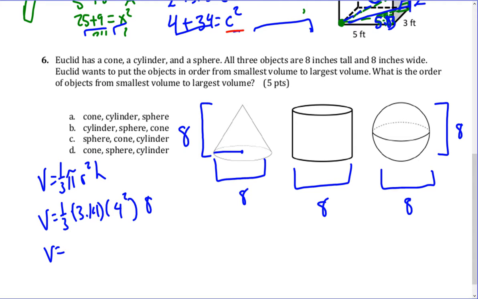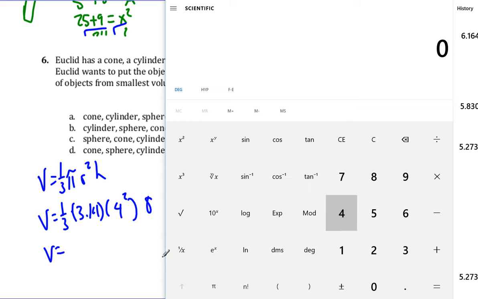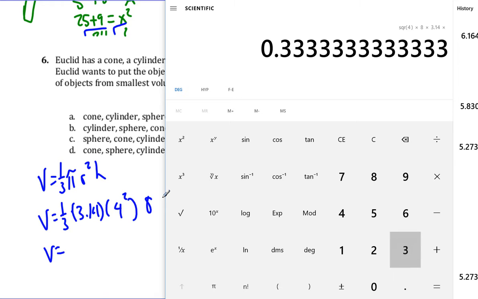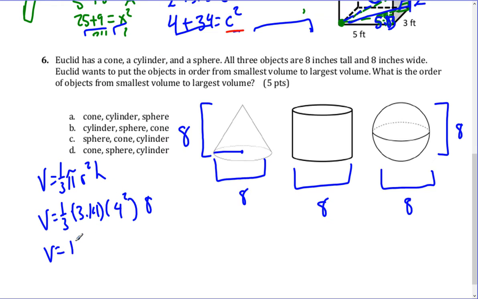So now it's just a pushing buttons problem. 4 squared, I'm doing the exponent first, is 16. 16 times 8 times 3.14 times the 1/3 is 0.333333. My calculator can't do fractions, so I put in a whole bunch of 3's. And that whole thing equals 133.97. That is the volume of the cone.